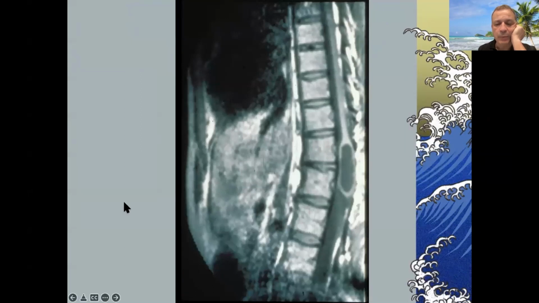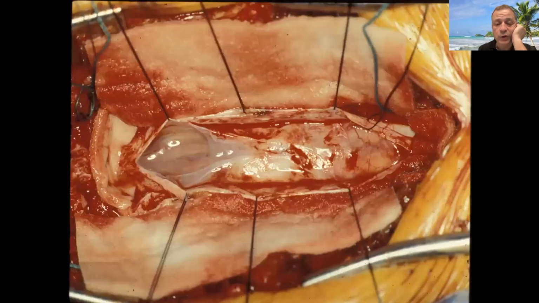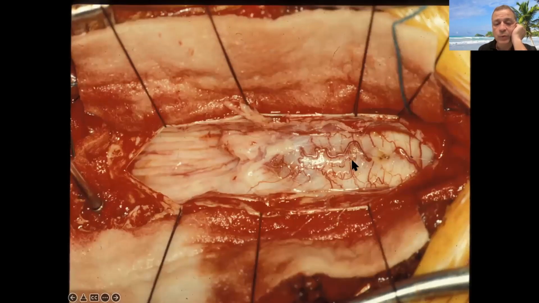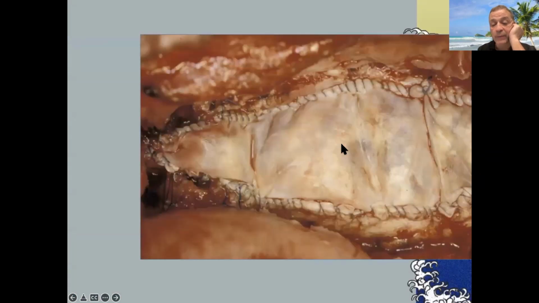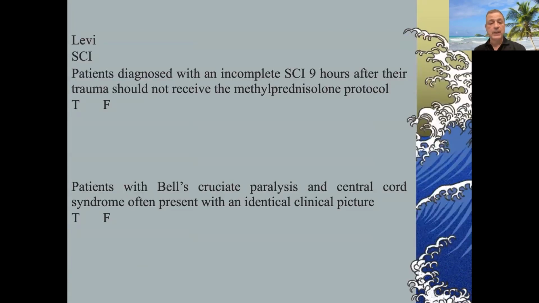This is another example of someone who developed a syrinx 30 years after their initial injury. You can see a large cyst within the conus. This is an ultrasound that was done during surgery. This is opening the dura and seeing a lot of scar tissue around the cord and the conus. The scar tissue can be removed. You can see the syrinx in the cord, and you can fenestrate that cyst and also sometimes do a duroplasty.